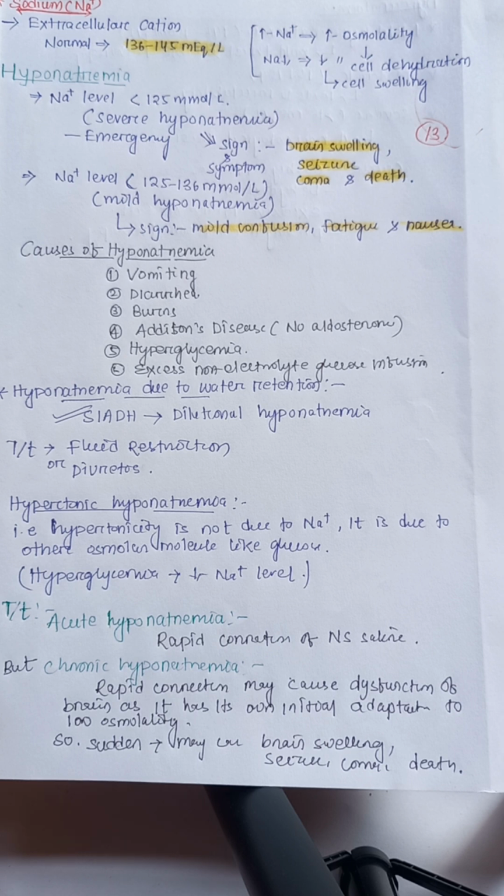But in chronic hyponatremia cases, or mostly in old age, what happens is that our brain cells adapt to the hyponatremic state. Sodium level decreases, so they have their own mechanism of maintaining themselves. If you suddenly give sodium, they may not reverse from their normal state, that's why it should not be suddenly corrected.